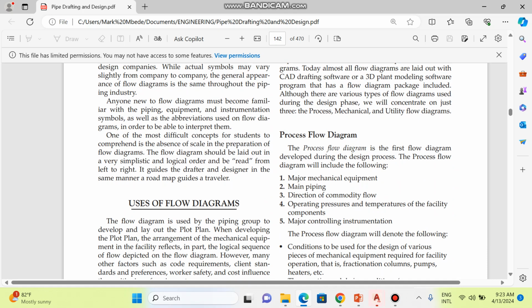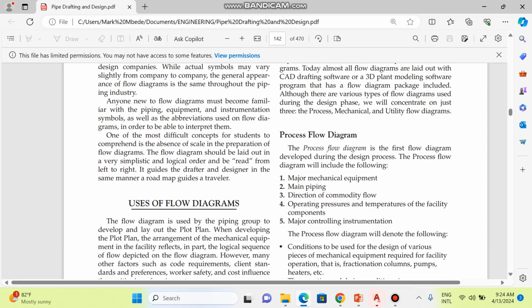So the process flow diagram: in the beginning of every project, process flow diagrams come. The process flow diagram shows only major equipment, main piping, main pipelines, the direction of flow, the operating pressure and temperature of the facility, and major controlling instruments, like mostly control valves. That's what you see in the process flow diagram, mostly control valves. So if there is a shutdown or a major control system in that particular plant, that is the instrument you will see. Sub equipment, sub instrument, you won't see it, but you will see major equipment.